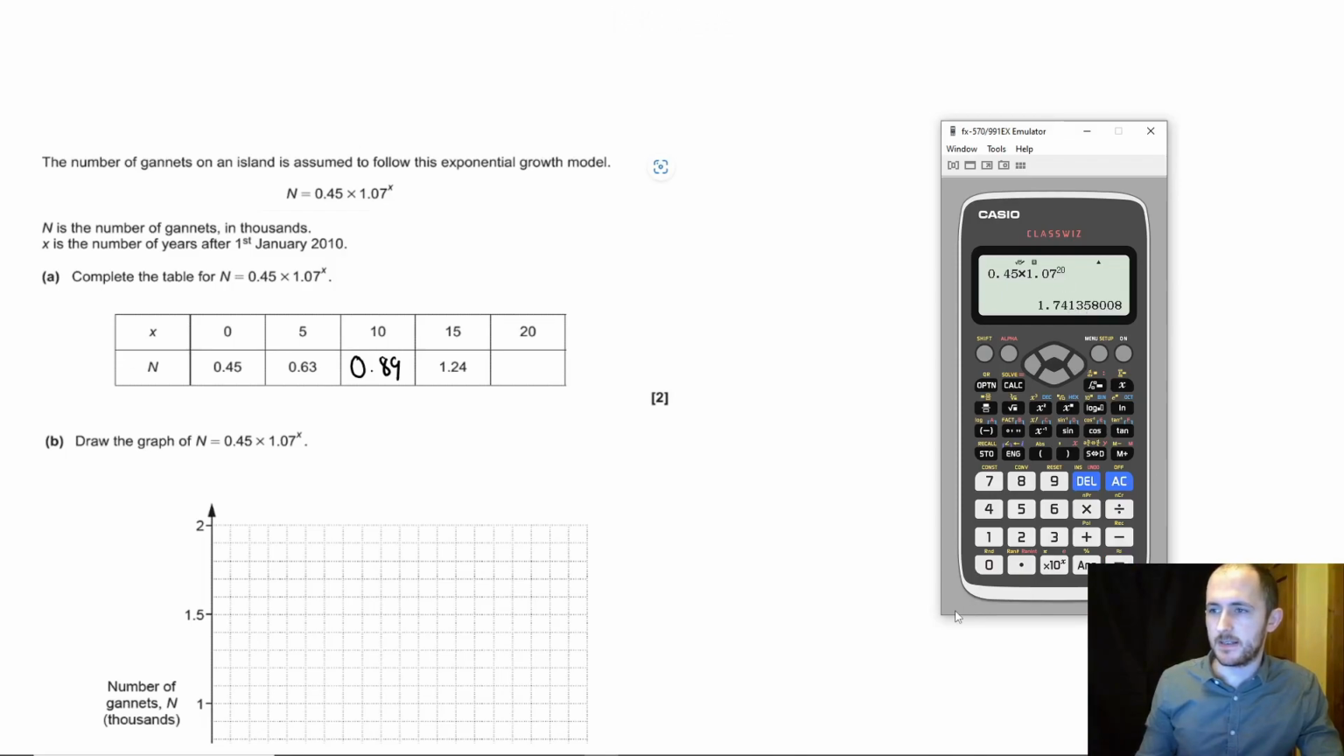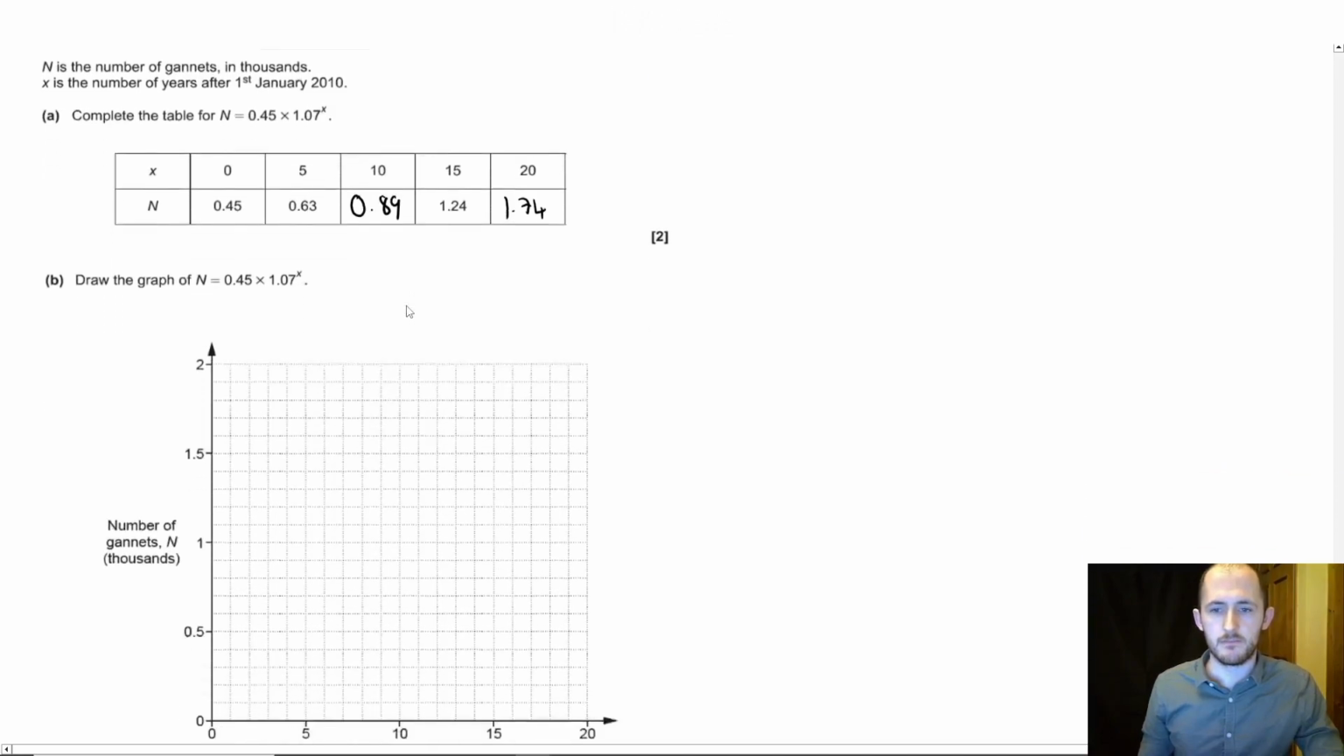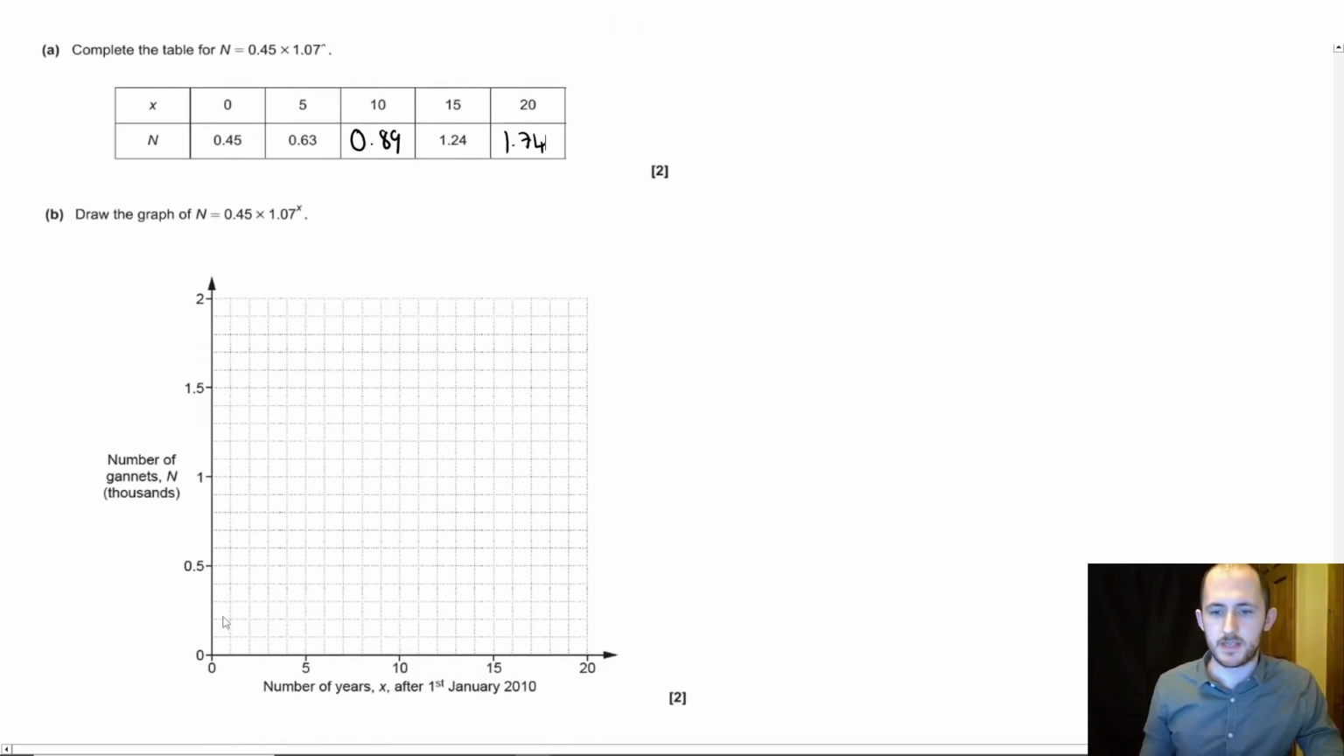Again, I'm just changing the 20. But if anything's not very visible, let me know and I can go back through it. 1.74. And again, it's just plotting. Not too bad. So 0 should be 0.45. So we have 1, 2, 3, 4, 5 blocks. So it should go up in 0.2s. So not 2s, sorry, 0.1s. 0.1, 2, 3, 4. So 0.45 would be right here.